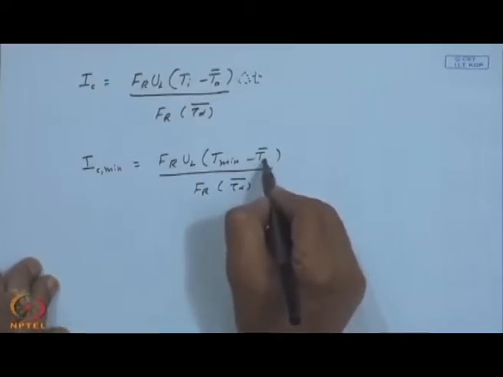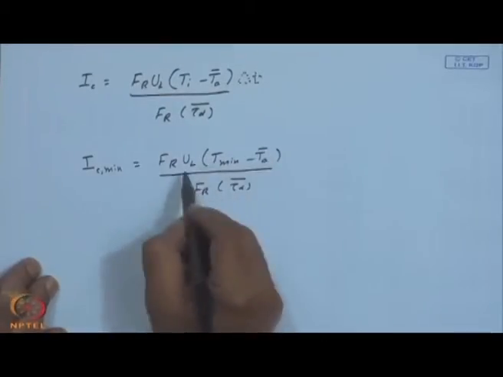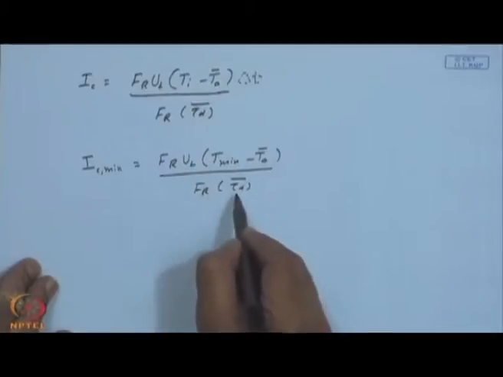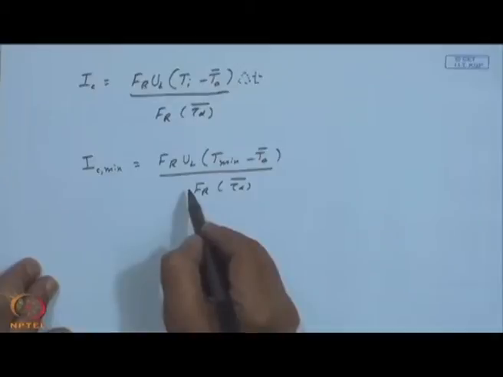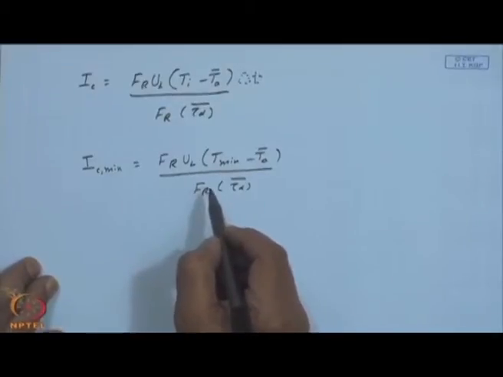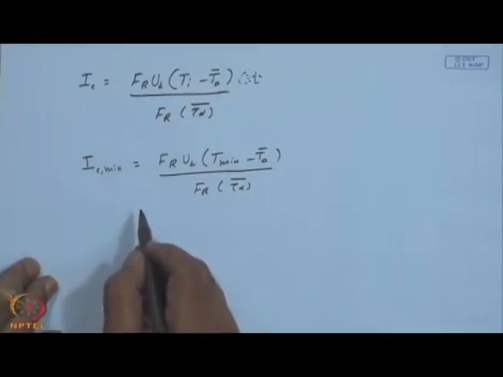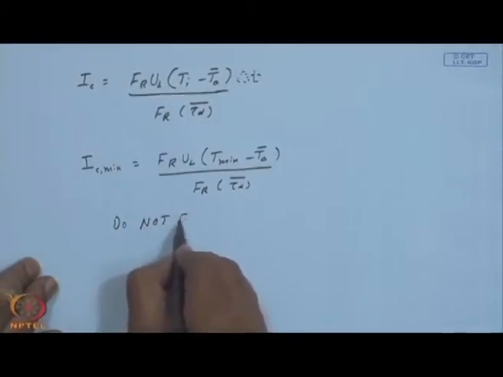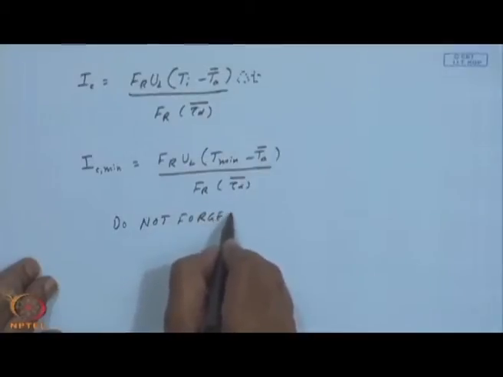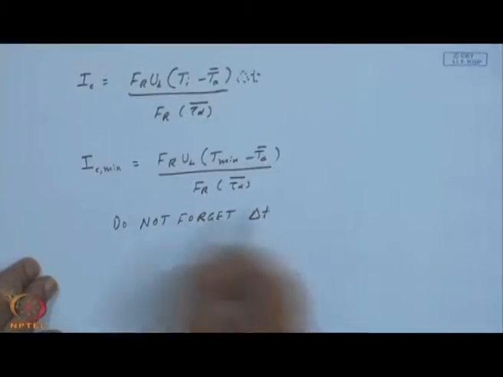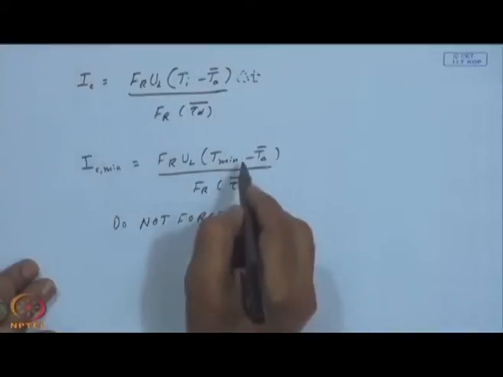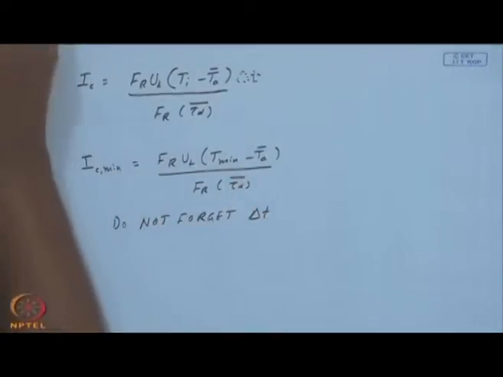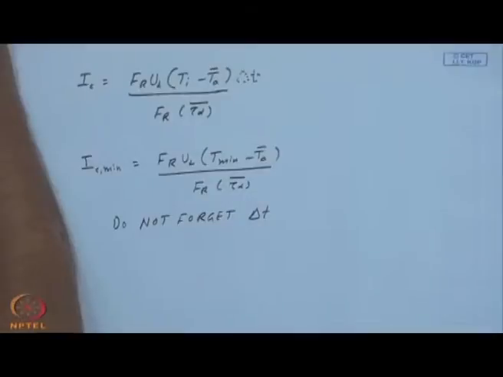where T A bar is the monthly average daily ambient temperature, U L is the overall heat loss coefficient, tau alpha bar is the monthly average transmittance absorptance product, and F r is the collector heat removal factor. So, I have again emphasized do not forget the time delta t, otherwise this will be in watts and this will be in non-dimensional form. Okay.